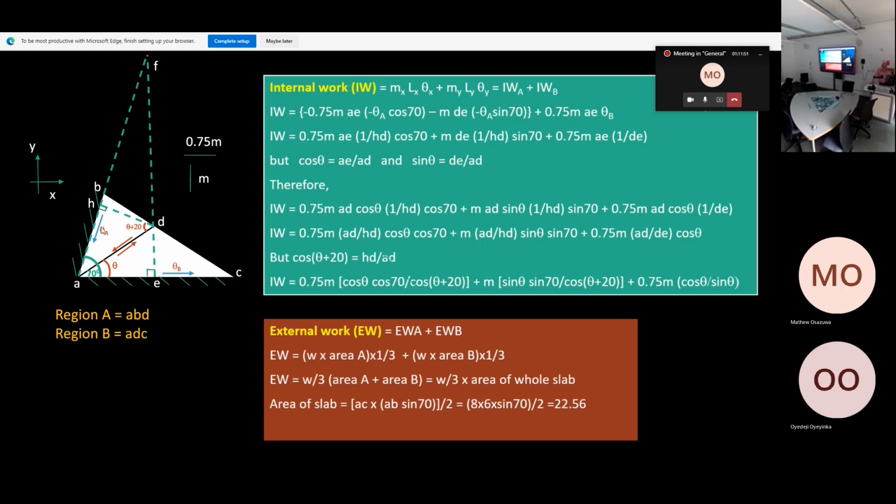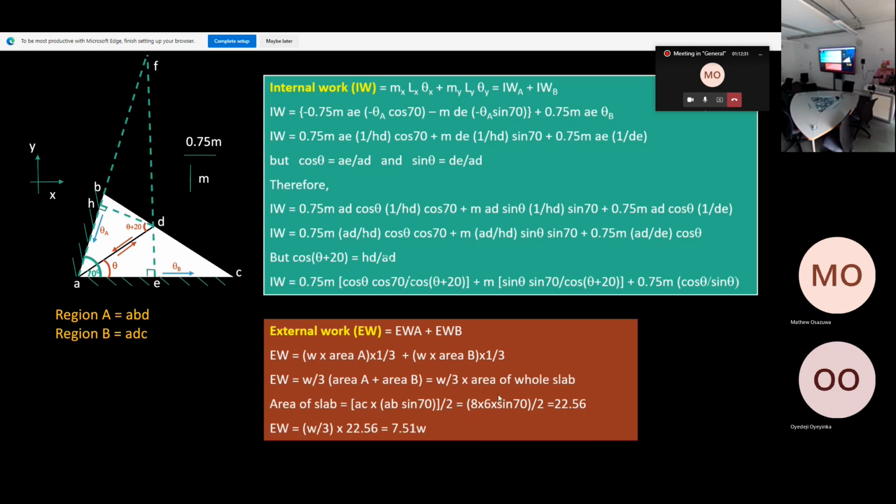What is this height here? Do you agree it's AB sine 70? Do you agree the height here from B down, this perpendicular distance, is AB sine 70? Yeah. So it's AB sine 70. We know AB is 6 meters. We know AC is 8 meters. Substitute AC and AB: 8 times 6 times sine 70 over 2. And everything is known. So it gives me the area of the slab is 22.56, because we know all the dimensions of the slab.